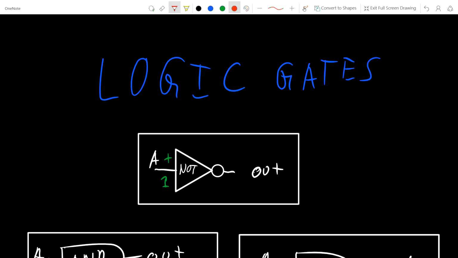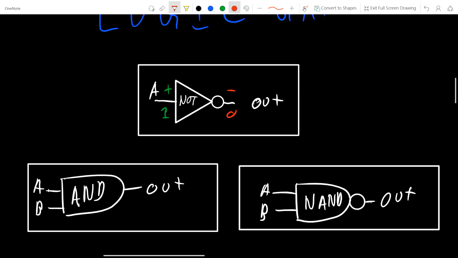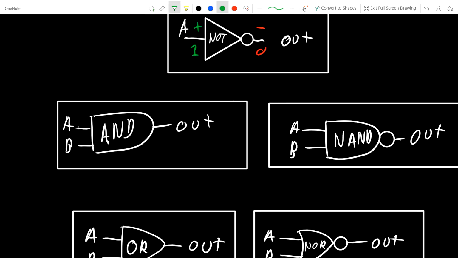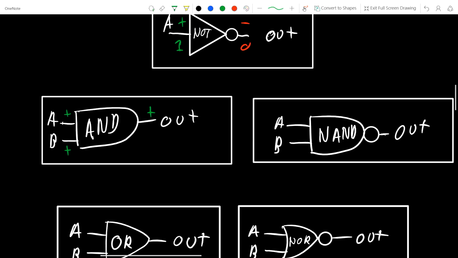A NOT gate, for example, will turn a plus voltage or a true value or a 1 into its opposite. Or, a negative or a 0 also into its opposite. So, it'll turn 1 into 0 and 0 into 1. Positive into minus, minus into positive. There are also others, such as AND, which will only put out a positive if both of its inputs are positive. Or, what you can say is when it gets two ones, it only gives out a 1 if it gets two ones. Otherwise, you're screwed.